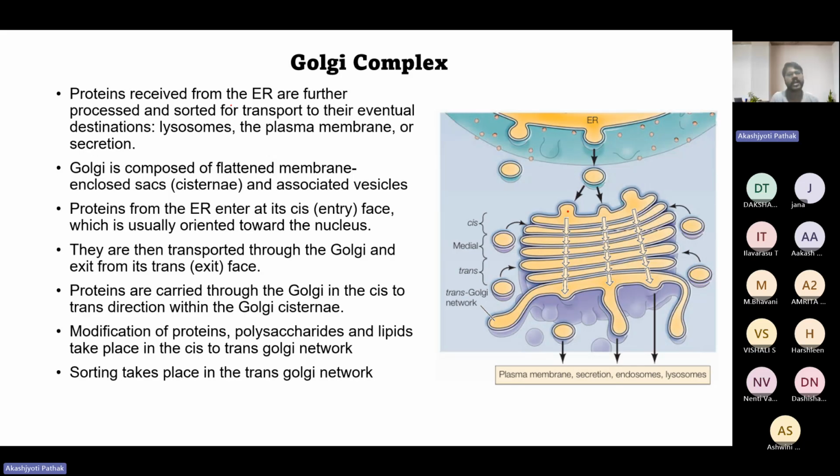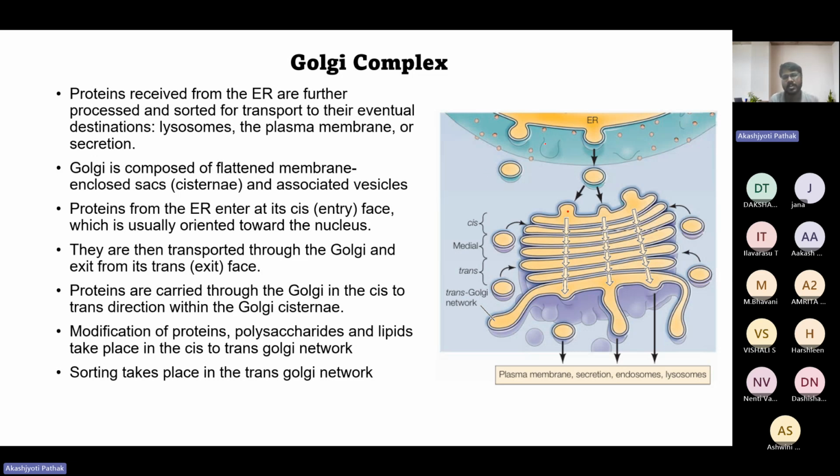Okay, so the proteins that are received from the ER are processed and sorted for transport to their eventual destination: the lysosome, the plasma membrane, or secretion. So the RER, the rough endoplasmic reticulum, is synthesizing different proteins. Now these proteins have to be transported to different organelles. For example, your mitochondria requires a particular protein, for example, porin protein. Just now we were discussing the porin protein. So a porin protein is synthesized by the ER, and now this porin protein has to be transported from the ER to the mitochondria, or say an acid hydrolase. Acid hydrolase that has been synthesized inside the endoplasmic reticulum has to reach the lysosome.